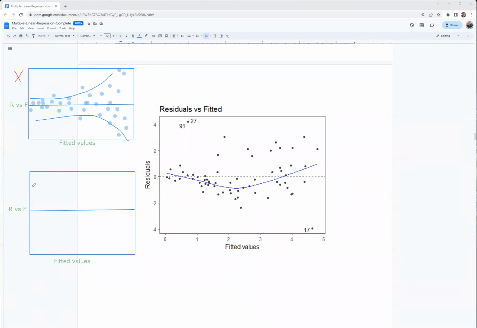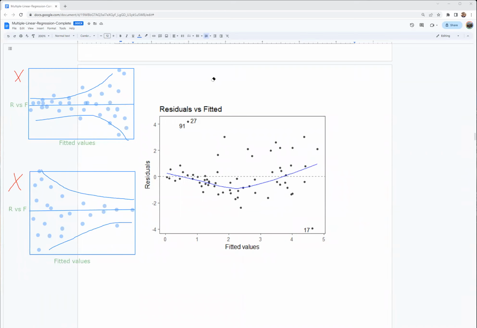Okay. What about if it were, you can also have this case where it's funneling. Maybe it's a bigger spread to start, and then something like this. This is what we would call funneling, where the spread is getting smaller for bigger predicted values. And that unfortunately also violates the homoscedasticity assumption. Those are the two most common ways this is violated.